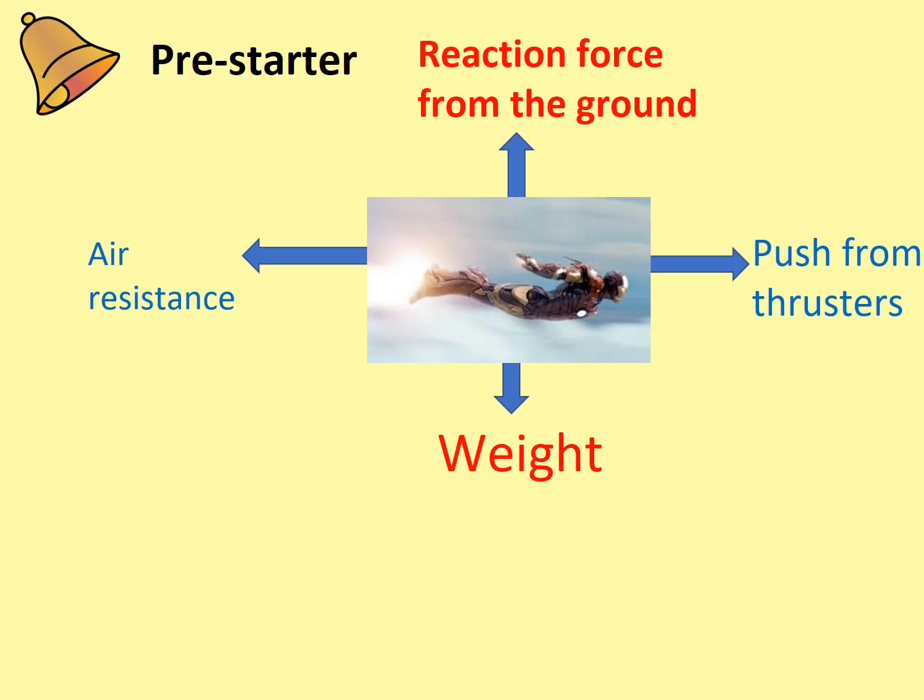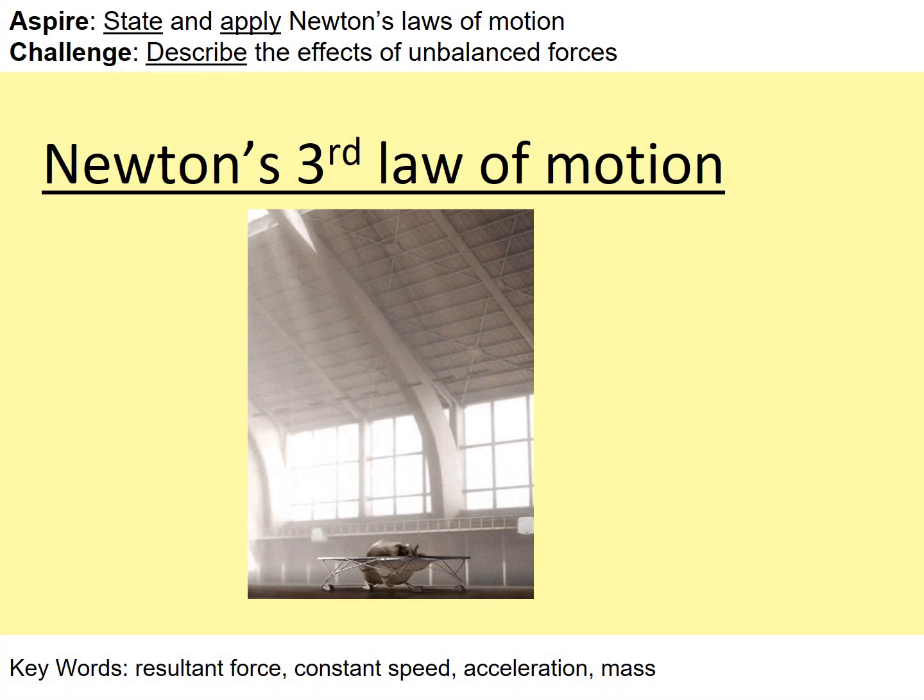So if you look at this pre-starter that I showed you at the beginning of one of the lessons, the first lesson, you see that there is the reaction force from the ground pushing Iron Man upwards, but there is also weight pulling him downwards. And so they are opposite and equal at that point. This is just another way to show you this third law of motion, equal and opposite forces.